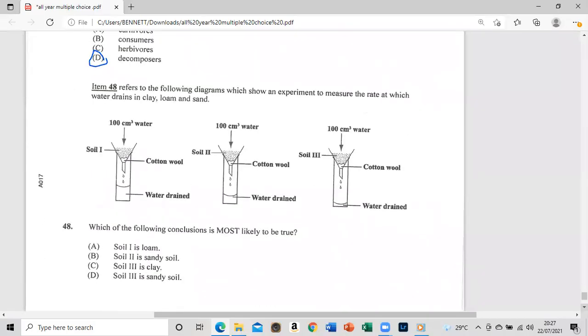48 refers to the following diagram, which shows an experiment to measure the rate at which water drains in clay, loam, and sand. All right, it's all labeled, and it says, which of the following conclusions is most likely to be true? First one says soil 1 is loam. Nope. Soil 1 is loam, no, sir. Now look at loam. Soil 2 is sandy soil.